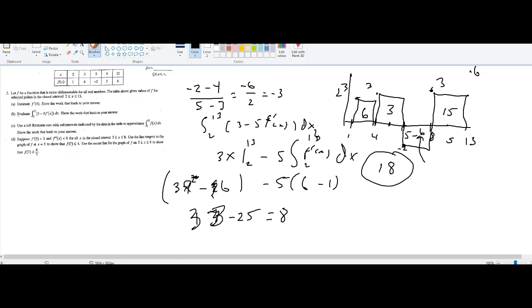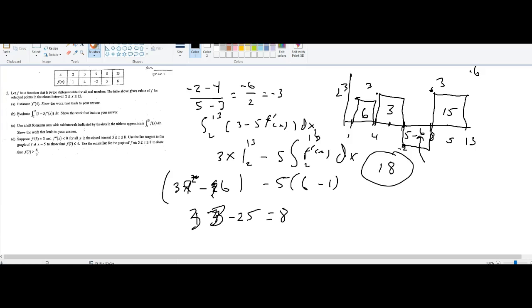It says here, suppose f prime of 5 equals 3, and f double prime of x is less than 0, which means concave down, right? For all values of x in the closed interval from 5 to 8. Use a line tangent to the graph at x equals 5 to show that f of 7 must be less than or equal to 4. Use a secant line for the graph of f from 5 to 8 to show that f of 7 has to be greater than 4 thirds. What? Whoa. Okay, let's relax.